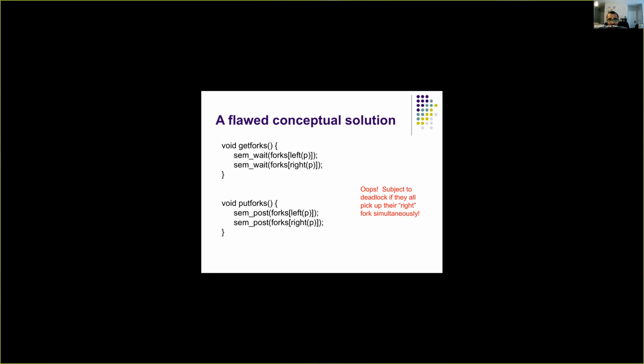Deadlocks, right? Because imagine if all the philosophers picked the left fork. Then when they try to pick the right fork, they are just waiting, because the right fork is now taken by the philosopher on the right. So we can have a deadlock in this situation. So this is not a correct solution.